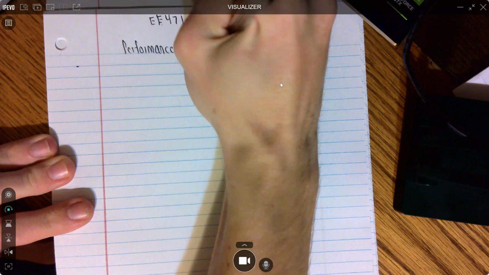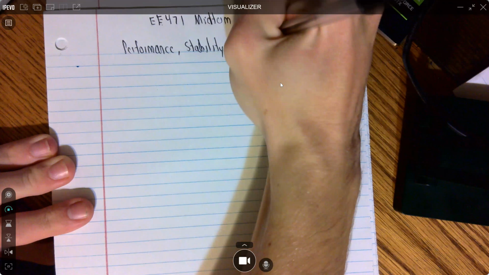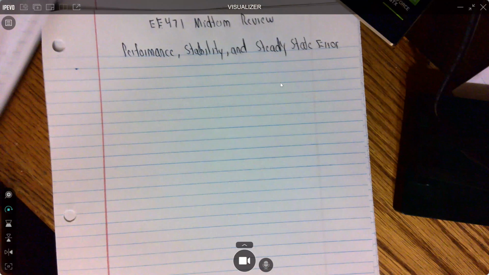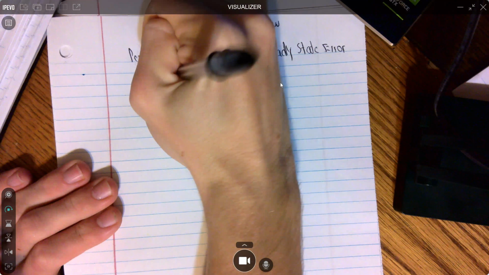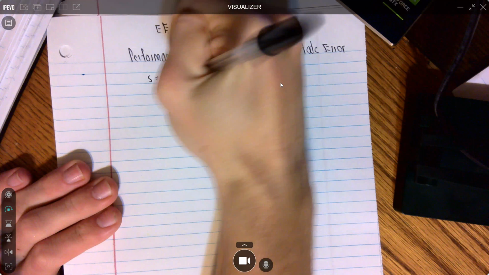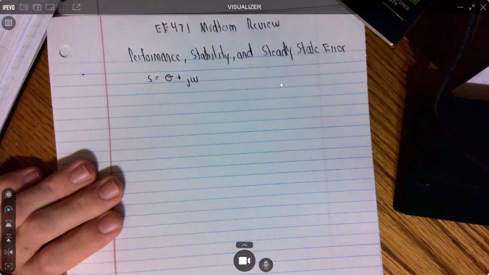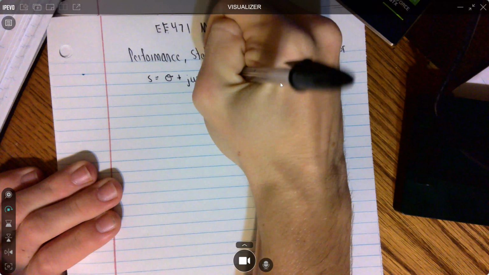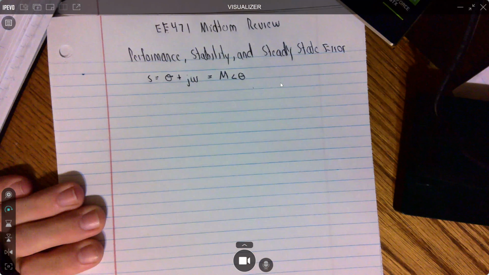So what we're first going to focus on is performance, stability, and steady state error. We're going to look at each of these in depth. Remember that a complex number s can be represented by a real part sigma plus an imaginary part omega. You can also represent a complex number in polar form, with a magnitude and a phase angle, and you need to know how to convert between these two types.